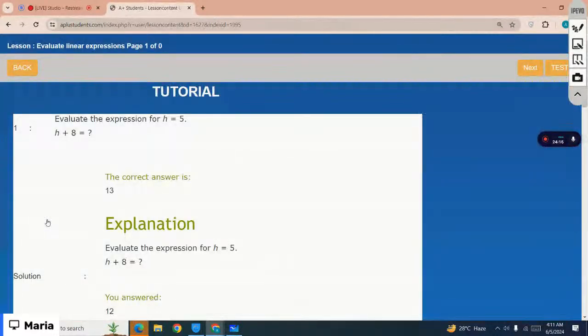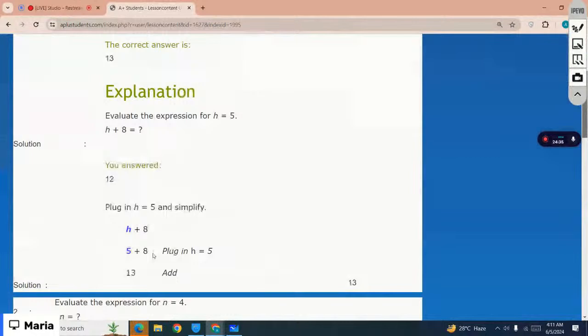Evaluate the linear expression for h equals 5. The expression is h plus 8. You need to replace the variable with the value, right? You are given h equals 5, so simply replace h with that value. So here you have 5 plus 8. Then you evaluate. The answer is 13. Got it? The correct option is 13.